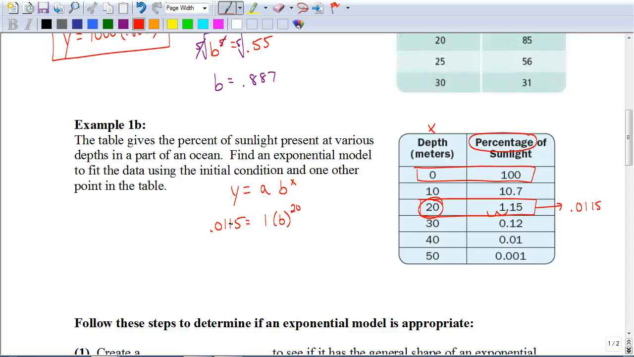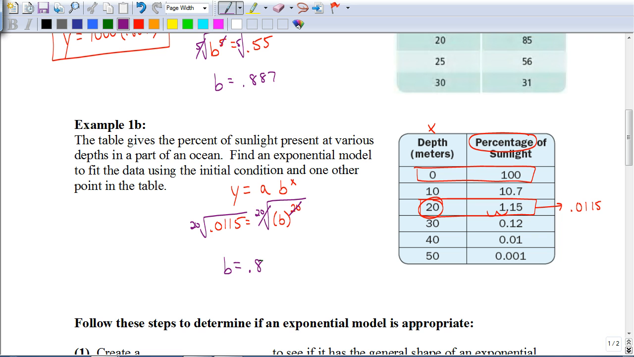So now I'm going to solve this. Multiplying or dividing both sides by 1 here isn't going to change anything, so that 1 really isn't necessary. So at this point, because there are no numbers to get rid of next to the b, I'm just going to take each side to the 20th root, because the 20th root will undo the 20th power, leaving me with b equals the 20th root of 0.0115. When you do that in your calculator, you should get approximately 0.8 when you round it.